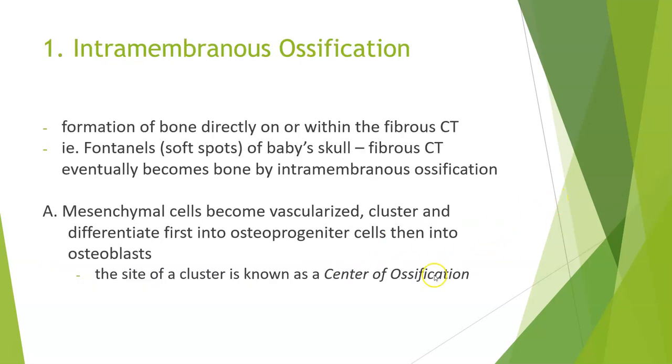There are two ways to make bone. The first is called intramembranous ossification. This is the formation of bone directly on or within fibrous connective tissue. If we think of a newborn baby, they have soft spots on their head. These soft spots, known as fontanelles, represent this fibrous connective tissue, and eventually they become hardened bone by intramembranous ossification.